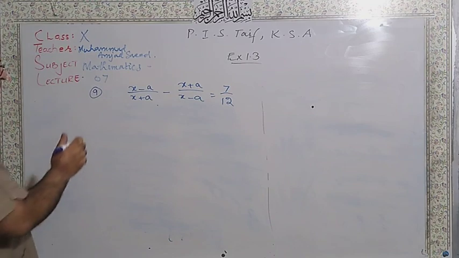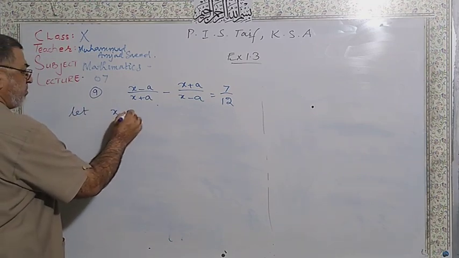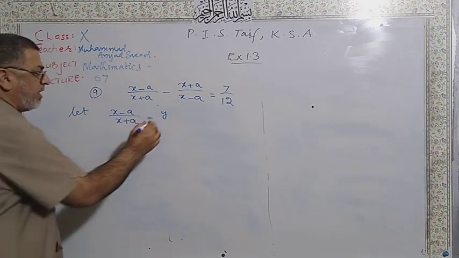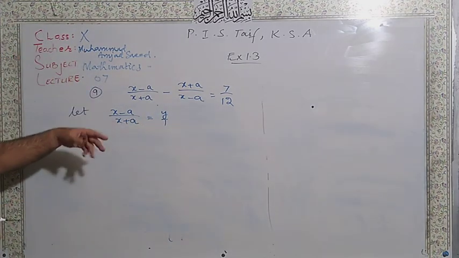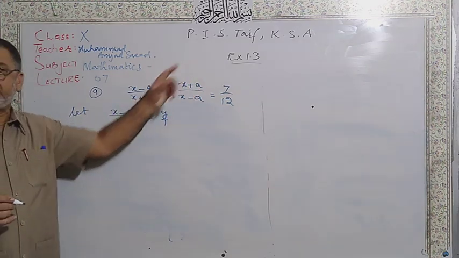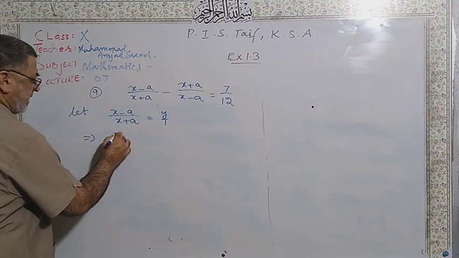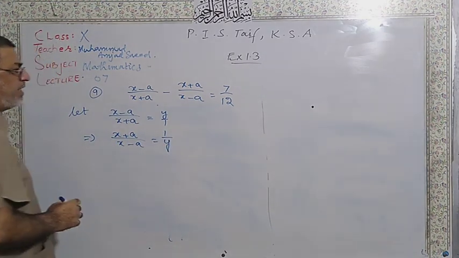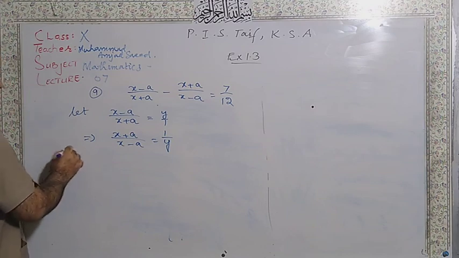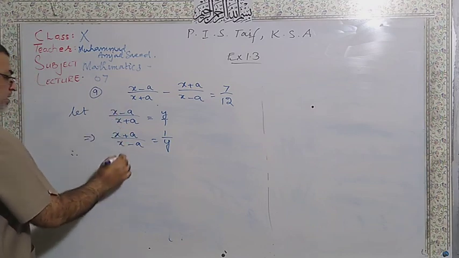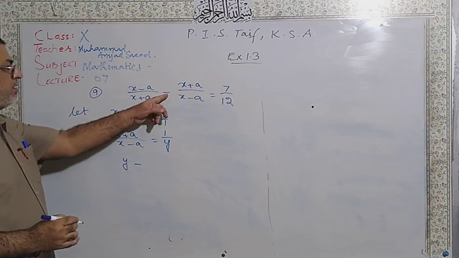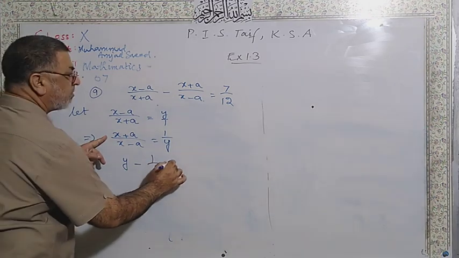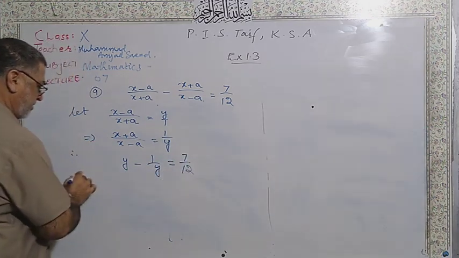So here, let (x minus a) over (x plus a) be equal to y. Actually, y is y over 1. Taking the reciprocal to find the value of the second part, this is (x plus a) over (x minus a), that is equal to 1 over y. Therefore, the above equation becomes y minus 1 over y is equal to 7 over 12.